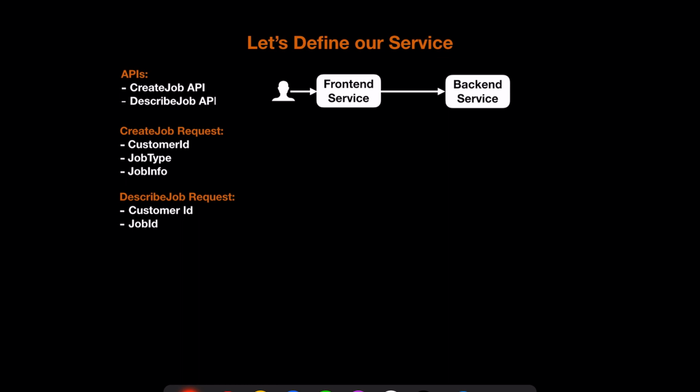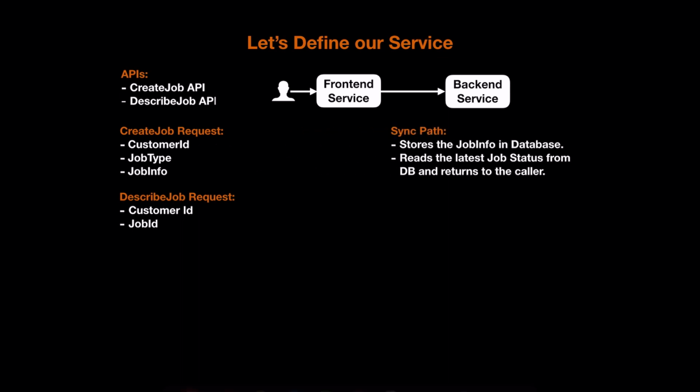What will be our backend service? I am not talking much about the front end service because it just straightforwardly routes the request to our backend service. So in our actual backend service design, in the sync path, we store the job information into our database for the create job API. And the actual job creation happens in the async path. We will talk about that a little bit later. Another API is the describe job API. When the customer calls the describe job API, our job manager reads the latest job status from the database and returns it to the caller.